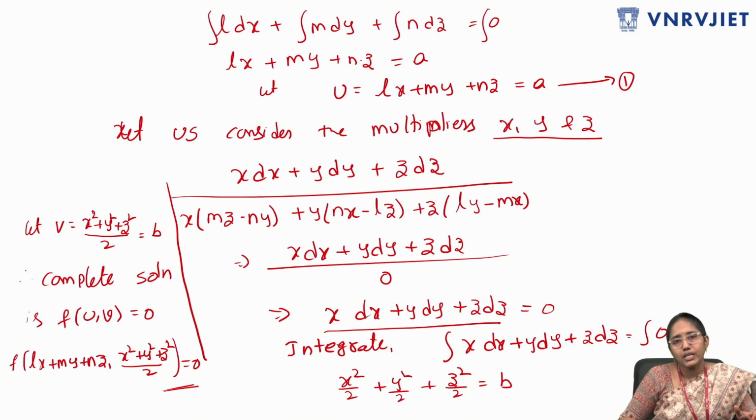For some types of differential equations, one solution we may get by using the fraction method, and another solution is not possible using the fraction method. In such a case, you need to consider another way, that is the method of multipliers. It means that one solution you may find by the fraction method, and the other solution you can find by using the method of multipliers. We need to find two solutions, u is equal to a and v is equal to b, and then write the complete solution as f of u comma v is equal to 0.